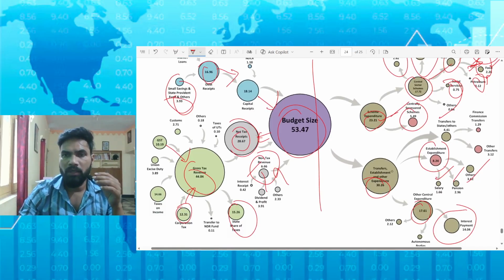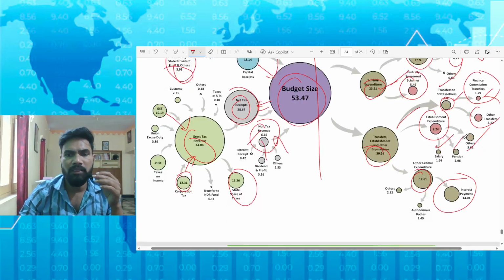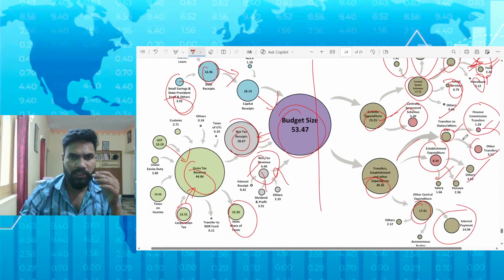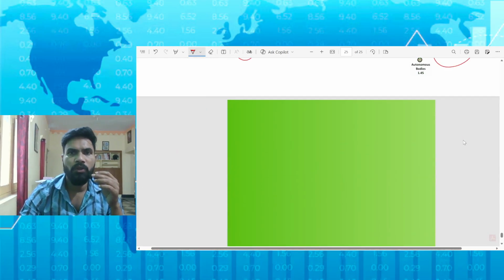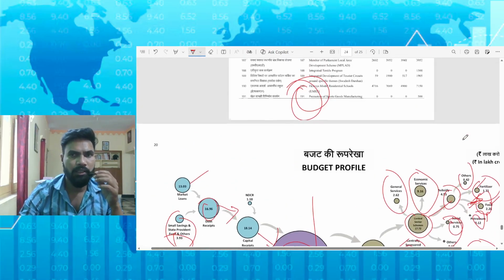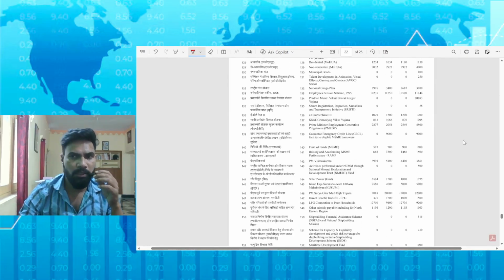So in that we have seen within the transfers, establishment and other expenditure, transfers to states and others is 4.41 lakh crore rupees. Then Finance Commission transfers within that is 1 lakh crore rupees. Other transfers 3.12 lakh crore rupees. So this is how you have to assess the budget and various allocations. This is what you have to learn through this document. I hope you have followed and understood. Very, very important. You have to remember the figures.